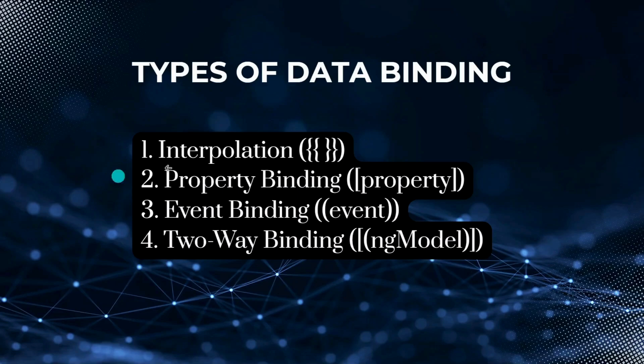Okay, here mainly we are going to talk about four main types of data binding. One is interpolation, which we talked about earlier. Another one is property binding, event binding, and two-way data binding. Next, let's talk about property binding.